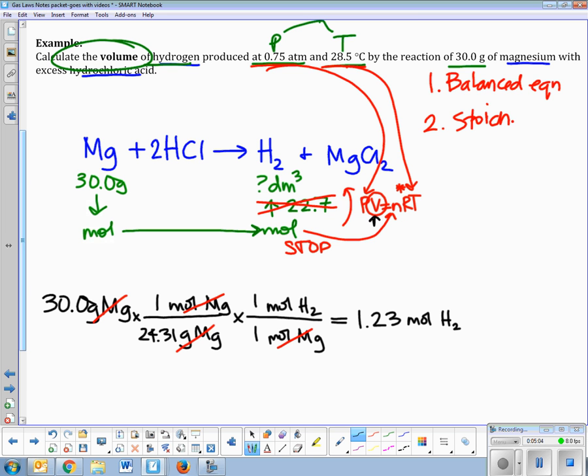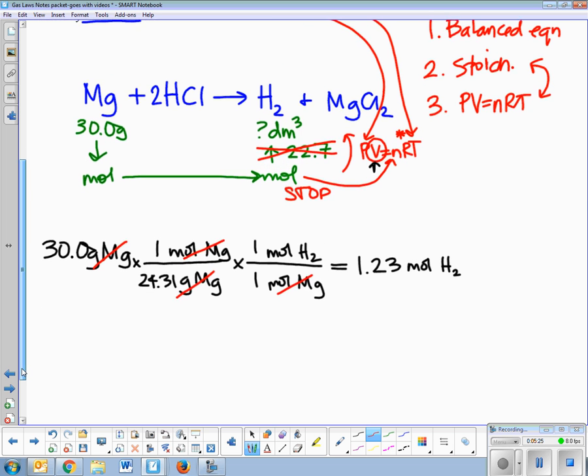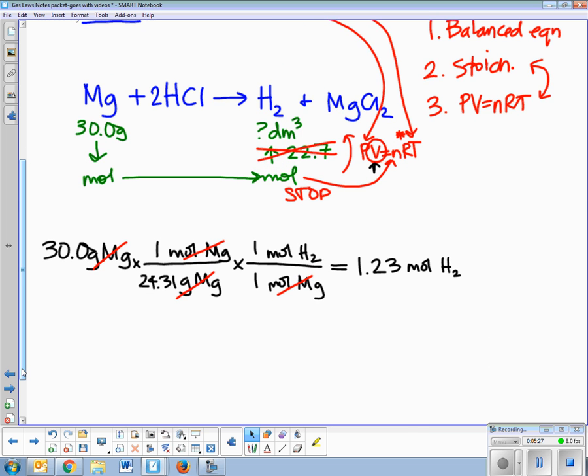Now we have all the pieces except for the one unknown, that V, sorry, to use our ideal gas law. So our third step is going to be using PV equals nRT. Now, quick side note, it is possible that these two steps could be in reverse order. You might have to use the ideal gas law to calculate moles and then do that in a stoichiometry problem. All right, so if I list out my variables, I have 1.23 moles.